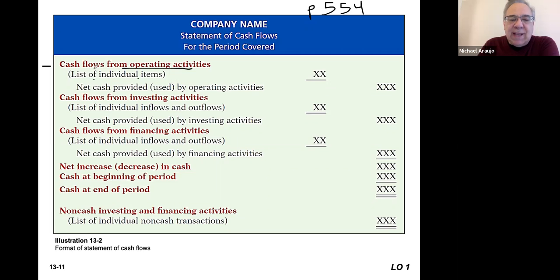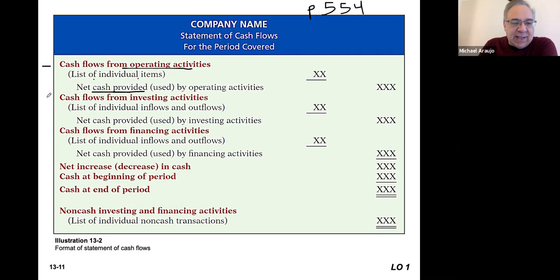In most cases, the cash flow from operating activities is going to be providing cash flow to the company. It will not be using up any cash. If a company is using cash just to run its operations, that's not usually a good sign. There might be reasons for it, but in general, it's not a good sign.